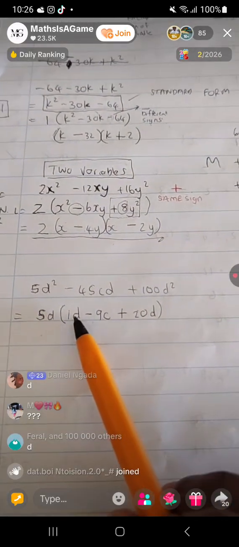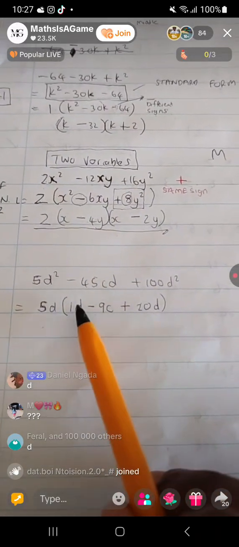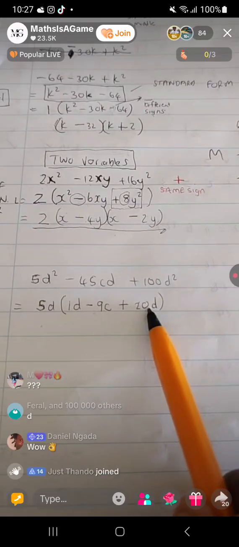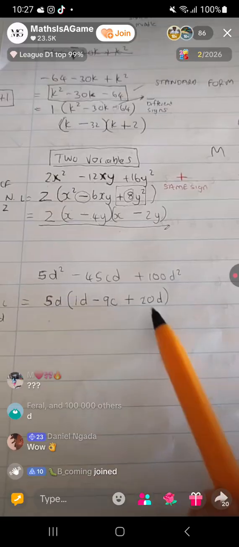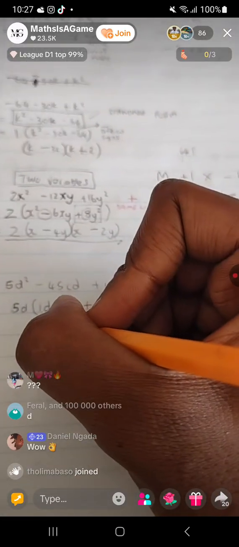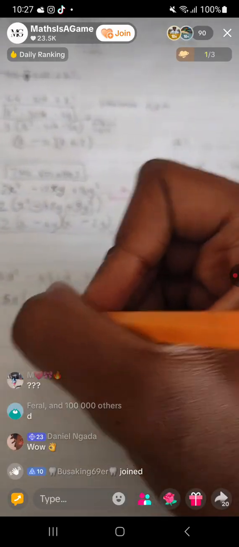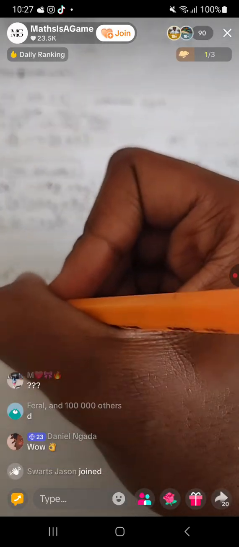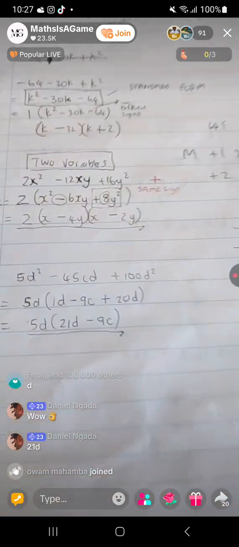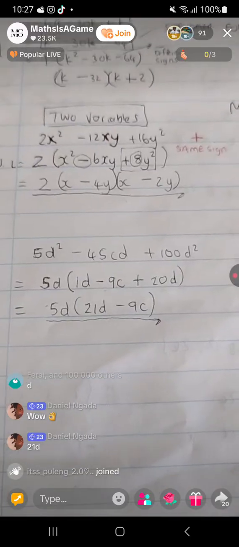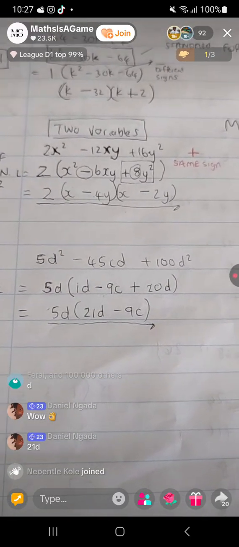Okay, now if you look inside the bracket, we have like terms 1d and 20d. So we are going to have to add those like terms. That gives us 21d minus 9c inside the bracket. And externally we have 5d. This, guys, is the final answer: 5d into 21d minus 9c.